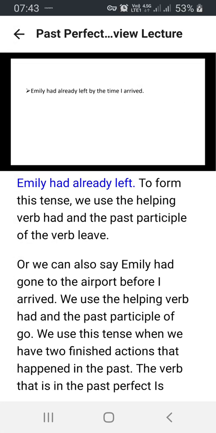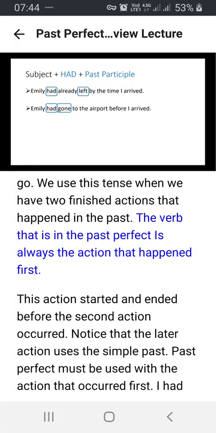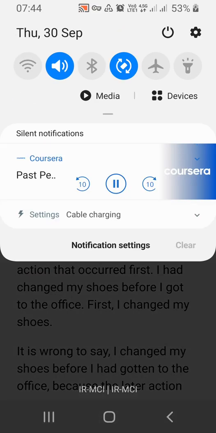This is the past perfect tense. Emily had already left. To form this tense, we use the helping verb had and the past participle of the verb leave. Or we can also say, Emily had gone to the airport before I arrived. We use the helping verb had and the past participle of go. We use this tense when we have two finished actions that happened in the past. The verb that is in the past perfect is always the action that happened first. This action started and ended before the second action occurred.